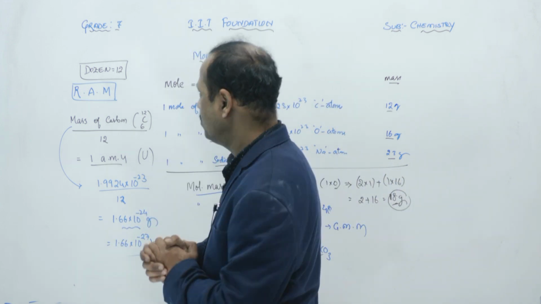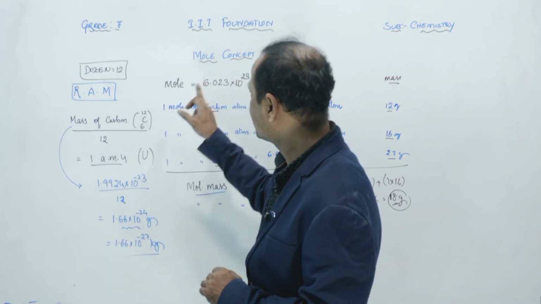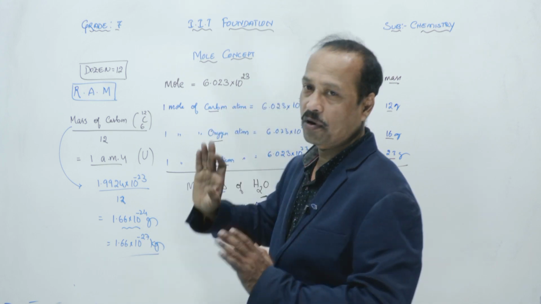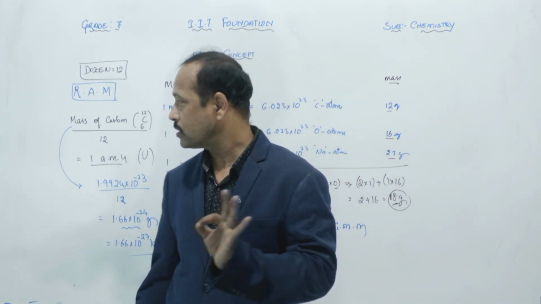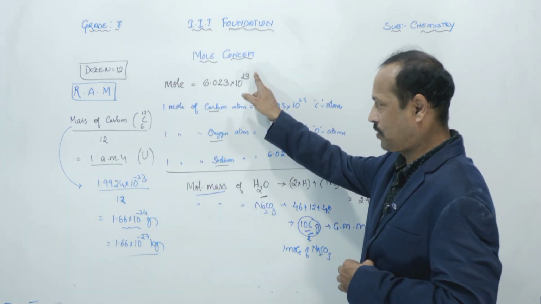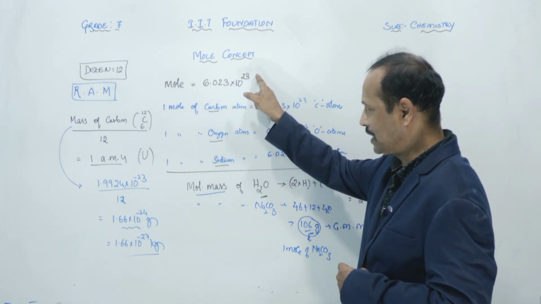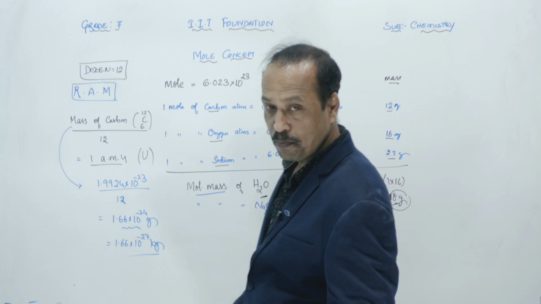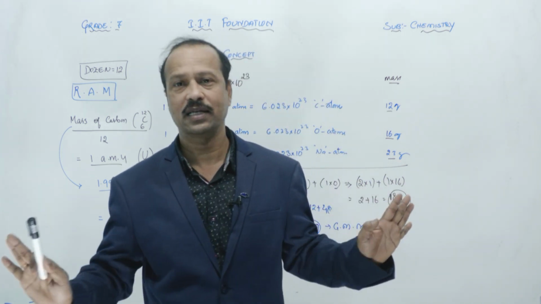So 1 mole is nothing but a fixed number, and that number is 6.023 into 10 to the power of 23. And if I take 1 mole of carbon atom, it means 6.023 into 10 to the power of 23 atoms. 1 mole of oxygen atom is 6.023 into 10 to the power of 23 oxygen atoms. 1 mole of pens means what? 6.023 into 10 to the power of 23 pens. Like that. That's all. 1 mole.